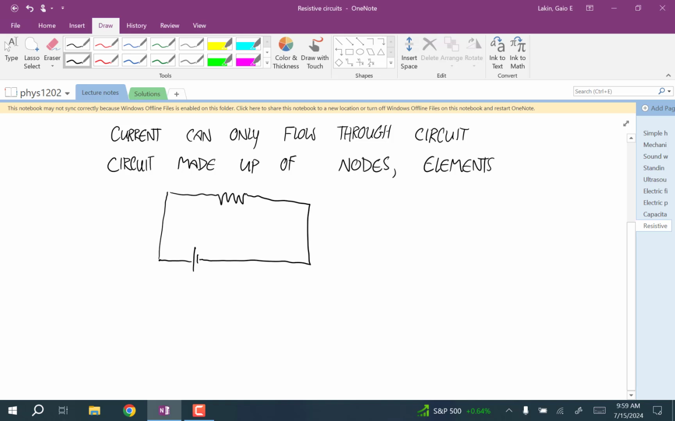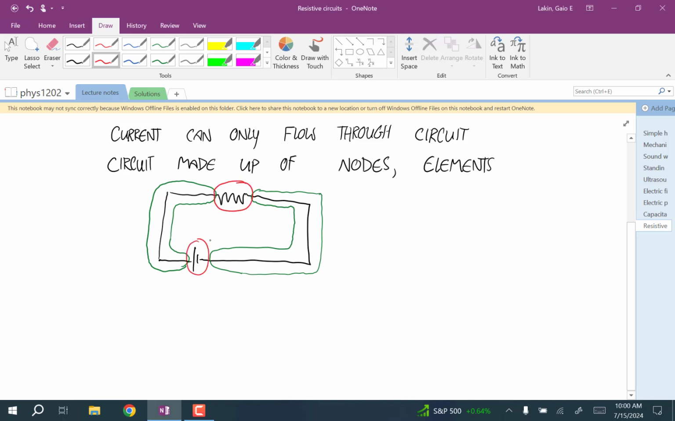Okay, but the nodes are all the places, so a single node is all the places you can reach without passing through an element. So this is one node. Okay, it looks like these nodes are represented as if they're wires. And then this is the other node. And the two elements are this and this. So that's the entire circuit. You're either in a node or you're on an element.